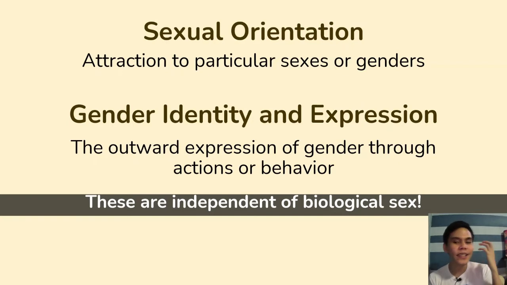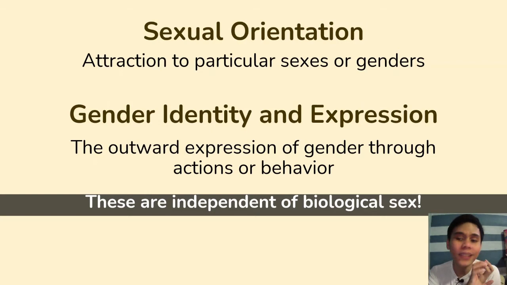Whereas gender identity and expression is the outward expression of gender through actions or behavior, or how you express yourself. If you're more ladylike in your actions and behavior, or more male-like in your actions and behavior. And these are things that are ascribed to how society thinks males or females should act. So these are completely independent of biological sex. You could have a certain biological sex and a completely different sexual orientation and gender identity and expression.